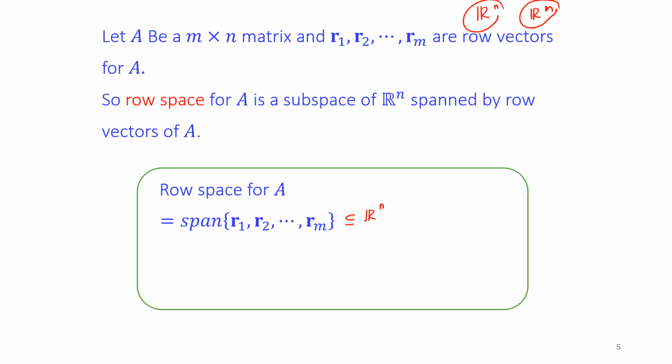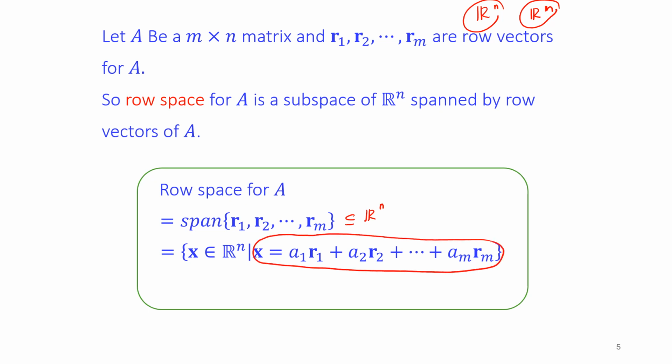Recall what is meant by span. The space spanned by these row vectors is the collection of all vectors that can be written as linear combinations of the row vectors R1 up to Rm. So this is a subspace of Rn because R1, R2 up to Rm are all vectors in Rn.